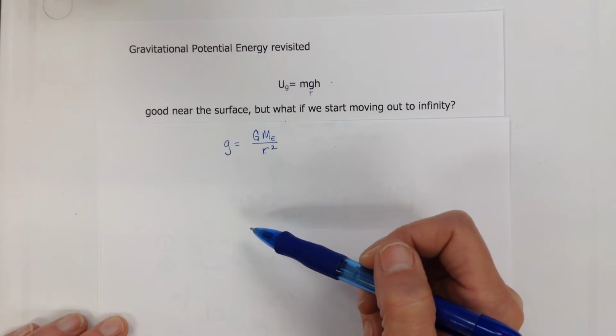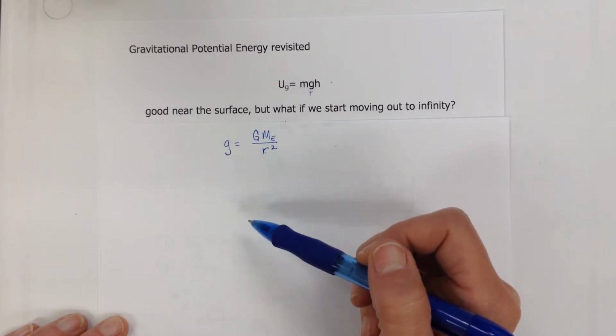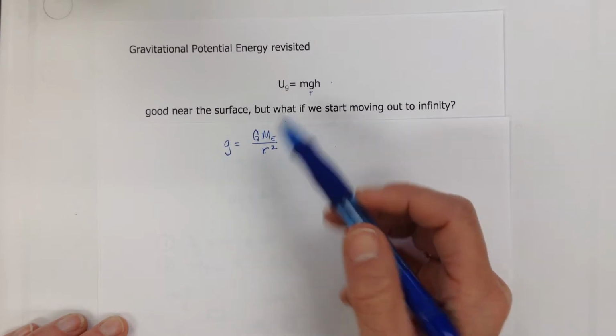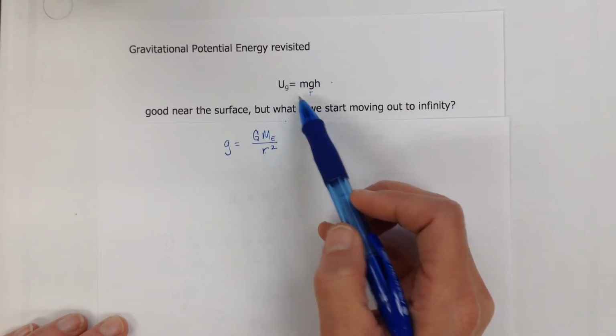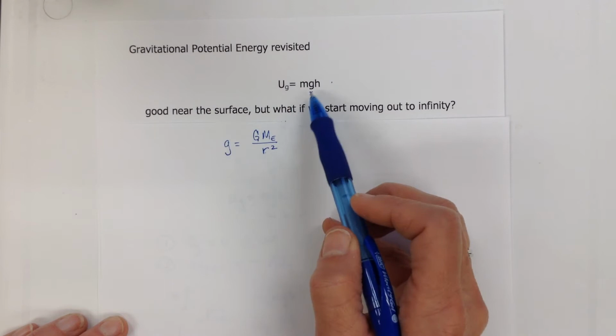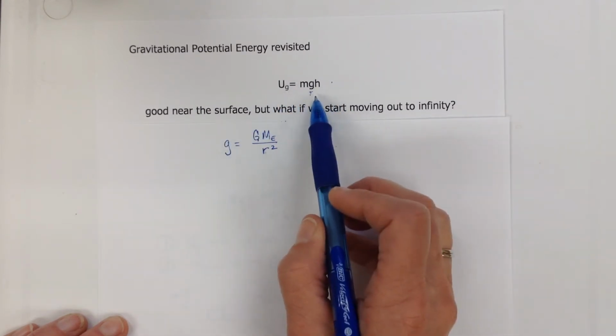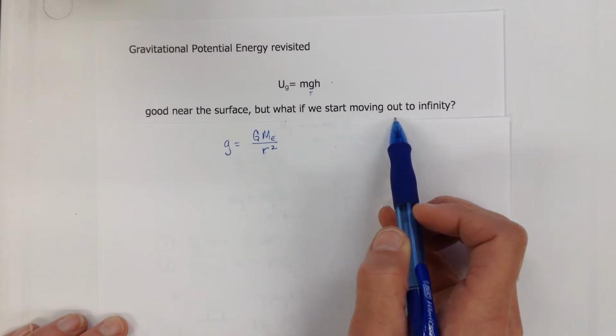So the escape speed is the vertical speed I'd have to launch something in order for it to escape the gravitational pull of the planet. So we have to use conservation of energy plus a redefined version of this. So this, as we know, is good near the surface, but what if we start moving out to infinity?